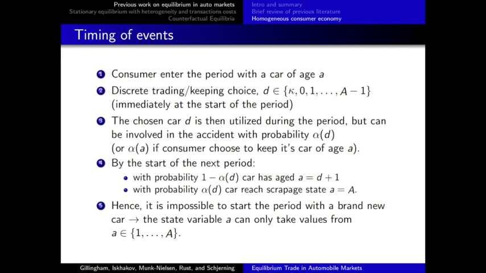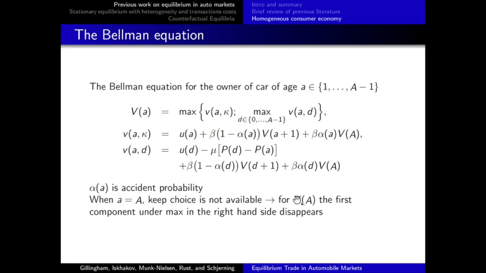It's impossible to start a period, and this is worth noting, with a brand new car, because cars are aging, and the next period's state is going to be equal to the car you bought plus one. Since you can't buy cars with negative age, A would always be positive. You can always calculate what the value of having a new car is, but it's never going to be evaluated in the dynamic program, because it's not on the right-hand side, so you don't really need to have it there.